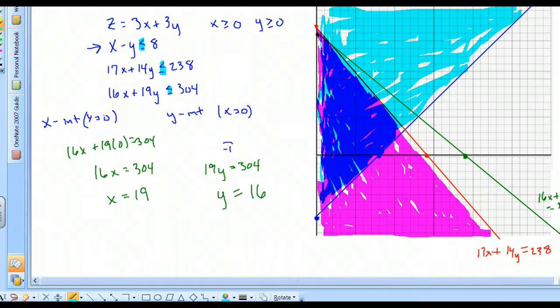Now moving on to the green one. Again, if I use the origin, there's the origin right here. Does that satisfy the inequality? Is 16 times 0, which is 0, plus 19 times 0, which is also 0, so is 0 plus 0 less than 304? Yes. 0 is less than 304, so everything on the origin side of the green line should also be shaded.